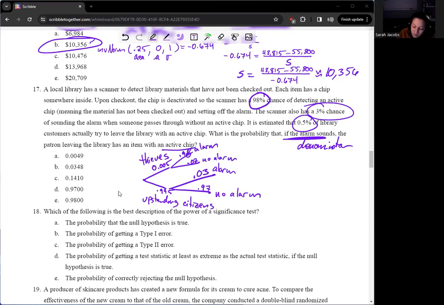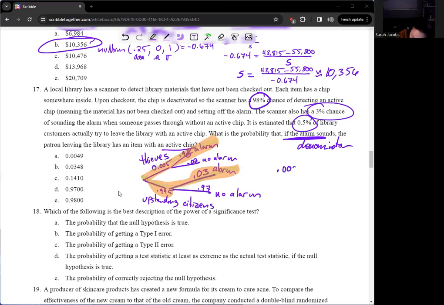So what is the probability that if the alarm sounds? Okay, if the alarm sounds, that happens in this case and in this case. So we need to figure the sum of those probabilities out first. We're going to multiply through to get that, and then we add them together.